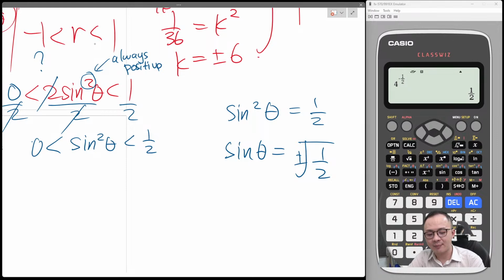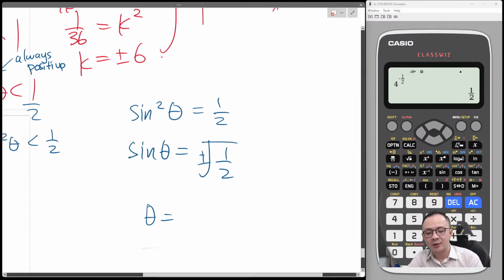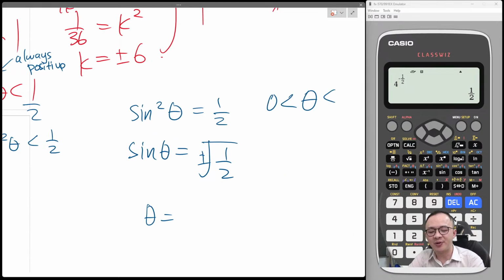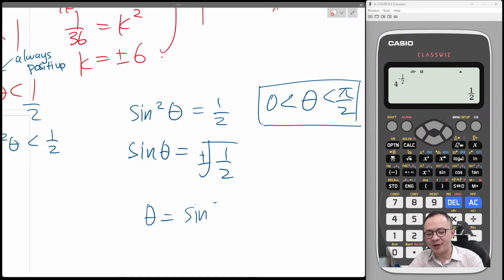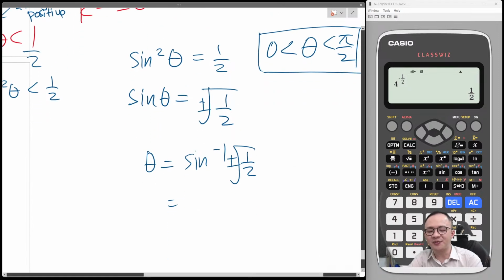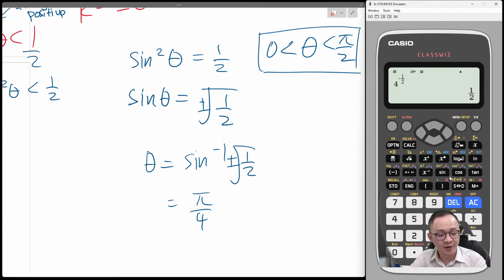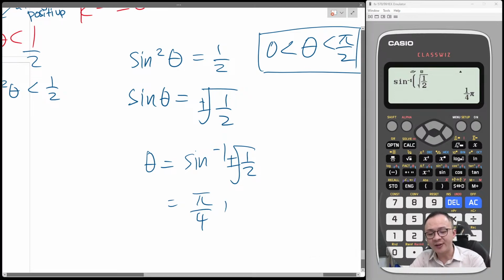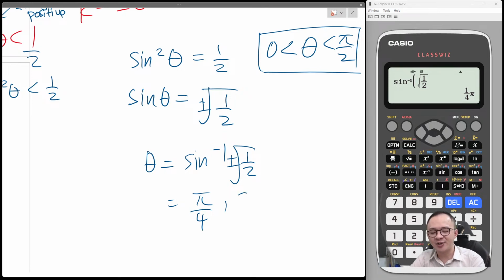Then, yeah, then we need to find the theta. Okay, since the theta they tell us must be between 0 and pi over 2, right, according to the given range there. So this one I will inverse sine of plus minus root 1 over 2. And this one actually is 45 degrees. So you should get something like pi over 4, if not mistaken. Shift sine square root 1 over 2. Yeah, you get pi over 4, right? Or 1 over 4 pi. Then the next one is pi minus this one is 3 pi over 4.